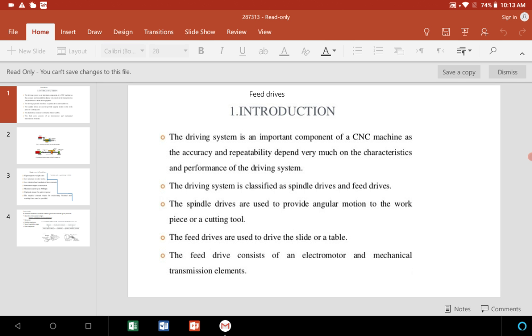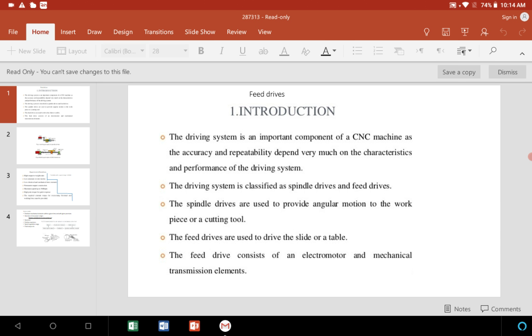According to those types, there are mainly two types: spindle drives and feed drives. Spindle drives are used to provide angular motion to the workpiece or the cutting tool, whereas the feed drives drive the slide or the table. So for driving, to get the motion, maybe angular or sliding, power is required. That power has to be converted or transmitted to these drives.